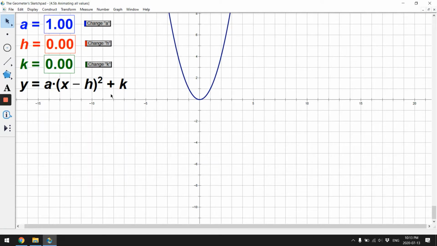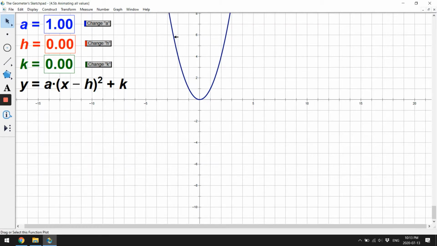Let's first start off by looking at the equation here. So we have y equals a times (x minus h) all squared plus k. So of course, this is the equation in vertex form. And what we can do is actually use a computer to change the values of a, h, and k. We can change them all at once, or we can change them one at a time. So what we're going to do is change them one at a time, and then change them all at once.